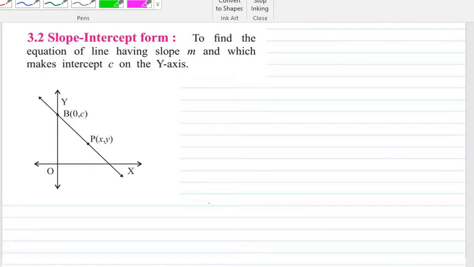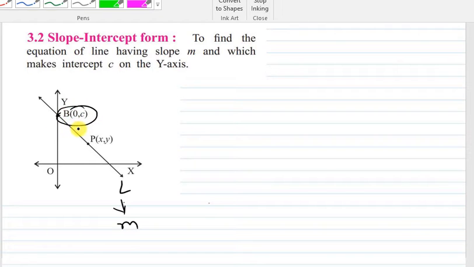Let's derive the equation of line in slope-intercept form. To find the equation of line having slope m and which makes intercept c on y-axis. That means, let's suppose this line L having slope m, having y-intercept as c. That means this line is passing through point (0, c).